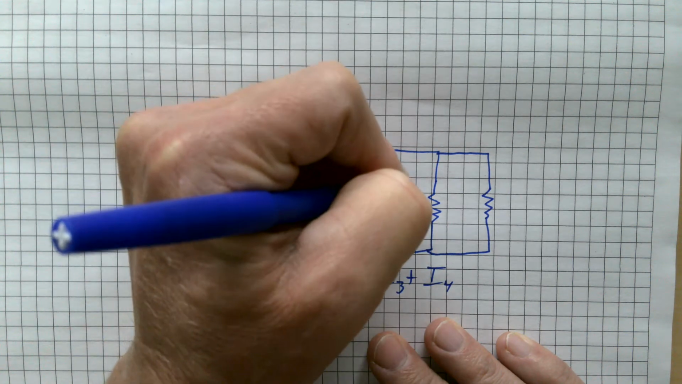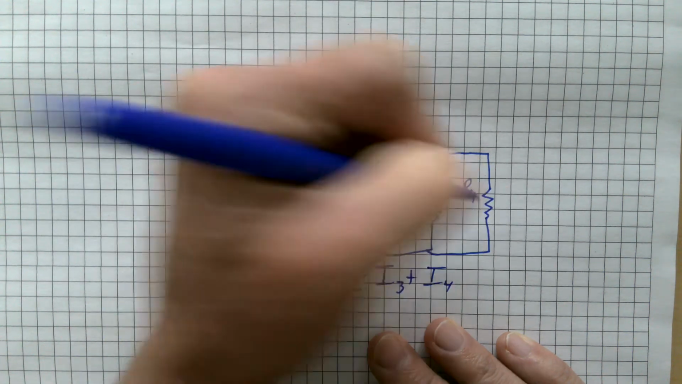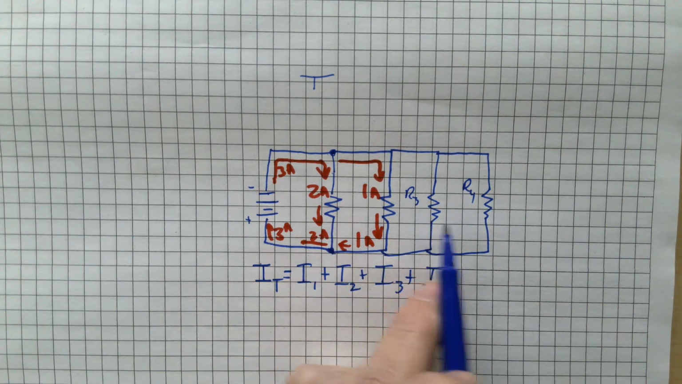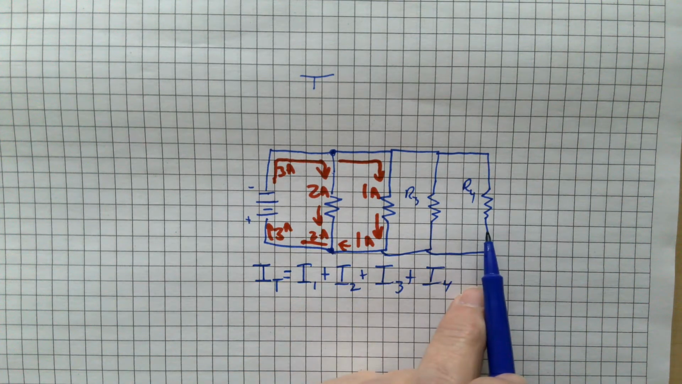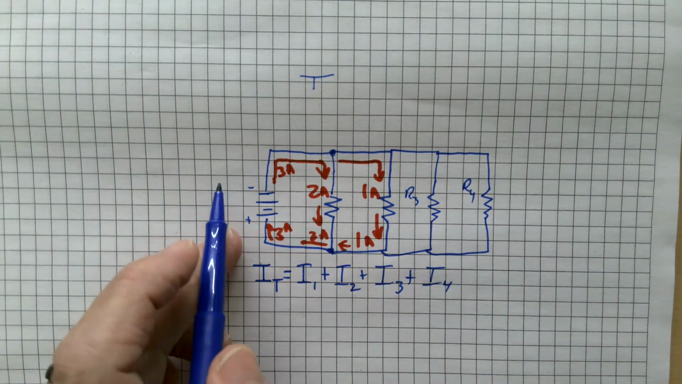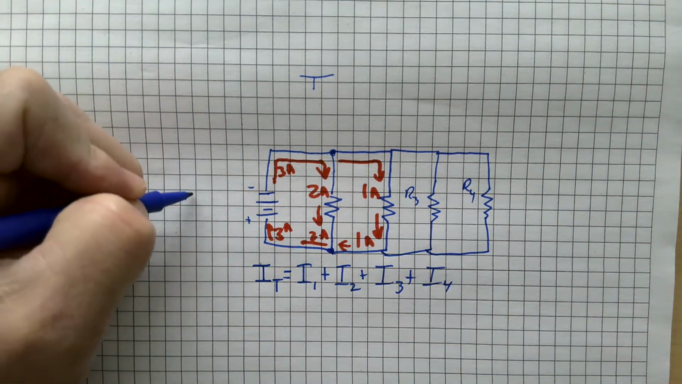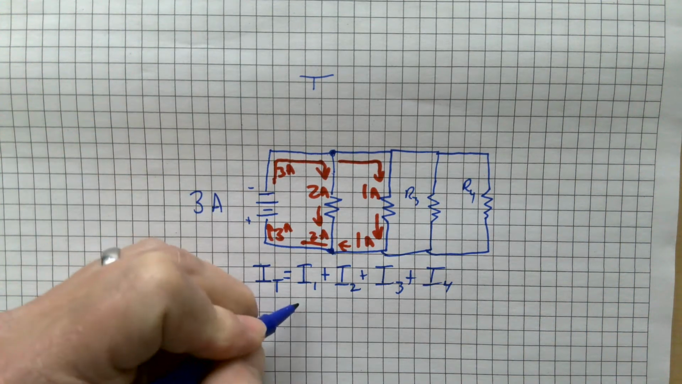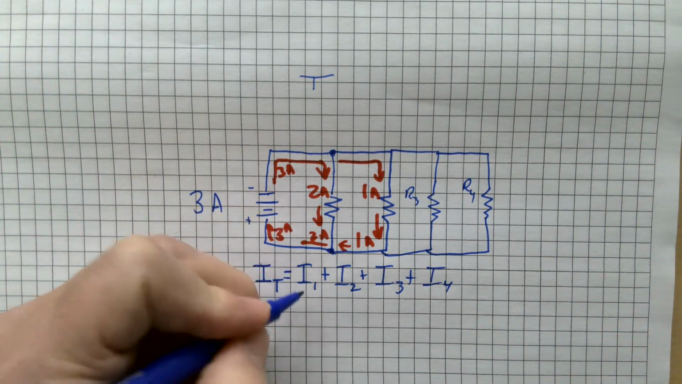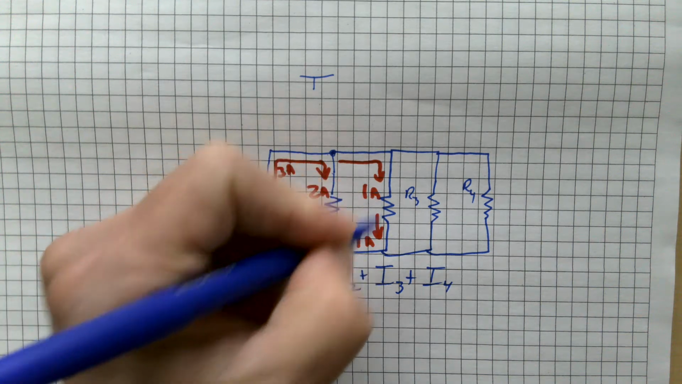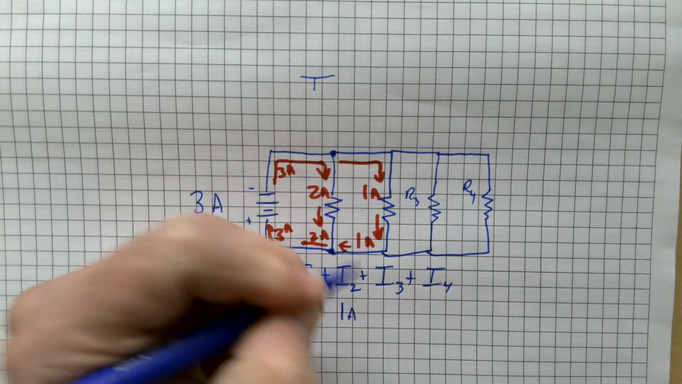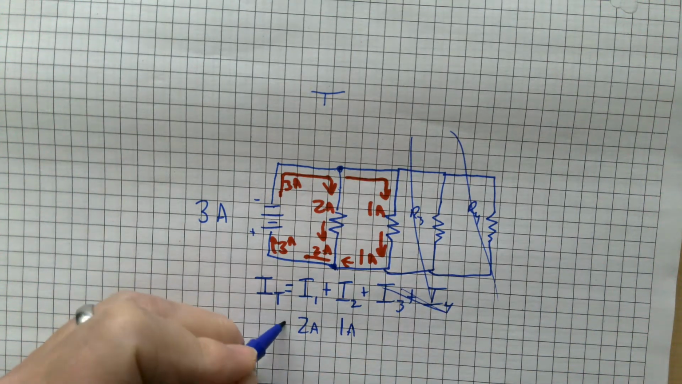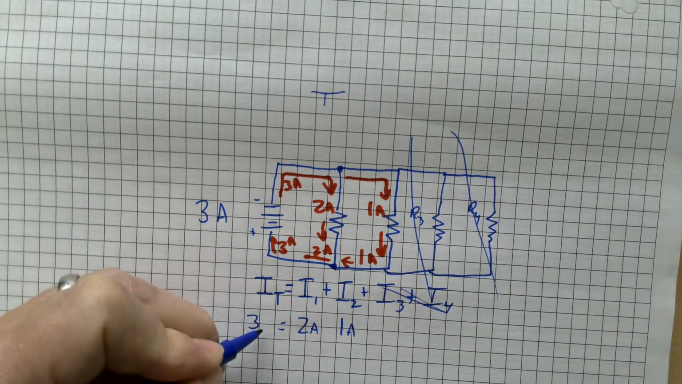This would be R3, R4. Do that. They all add up. Whatever the current draw is of each of these resistors, they will add up to equal our total current. Our total current here is 3 amps because our current here on this resistor is 2 amps. Current here on this resistor is 1 amp. And we haven't included these yet, so we won't worry about those. And that equals 3 amps.